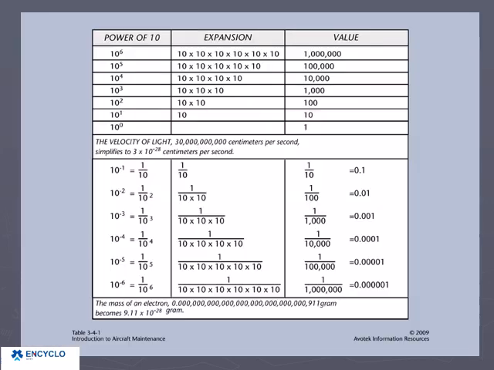This table illustrates how powers of 10 are used to express large and small quantities efficiently through exponential notation. Positive exponents represent whole number multiples, while negative exponents represent fractions or decimal values, making them essential for scientific calculations like the speed of light or the mass of an electron.